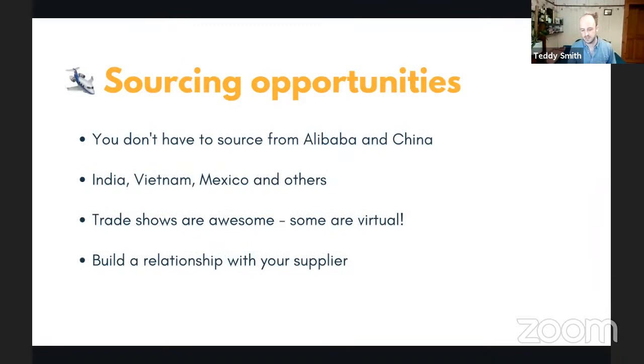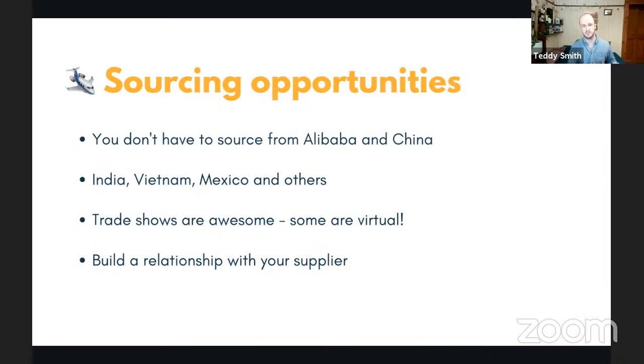So the next part of this presentation is all about sourcing. I did touch on this a little bit earlier when we were talking about getting product inspiration from trade shows, but they're also really great places to source products. I think a really good tactic with sourcing products is not to just rely on Alibaba, because this is what everyone else is doing. And if everyone else is doing it, then you're just going to be doing the same thing as everyone else. You also don't just need to look at China. There's tons and tons of really good manufacturers all over the world.